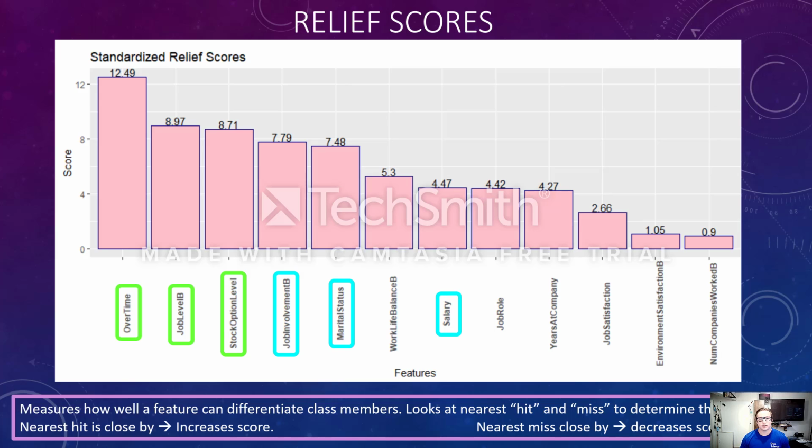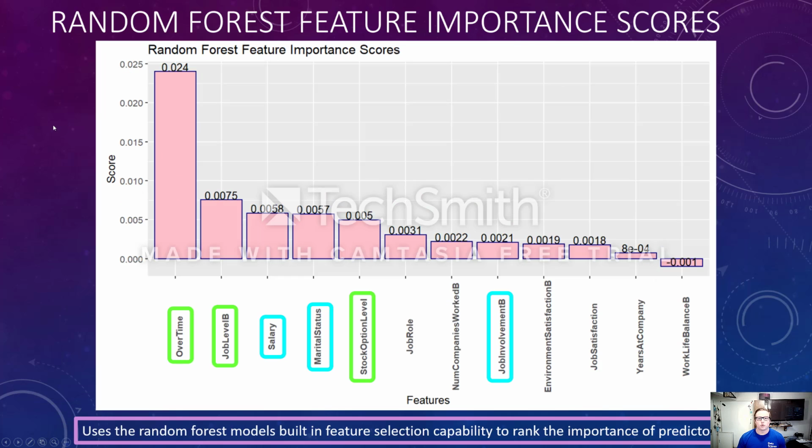The way the score gets developed is that if your closest hit is close by, then the score goes up. But if your closest miss is also close by, then the score goes back down. What we can see here is that our top 3 factors from the prior slide all perform very well under this metric. Next we have the random forest feature importance score, which simply utilizes the random forest model's built-in feature selection system. And again, we see our top 3 factors all performed very well under this metric.